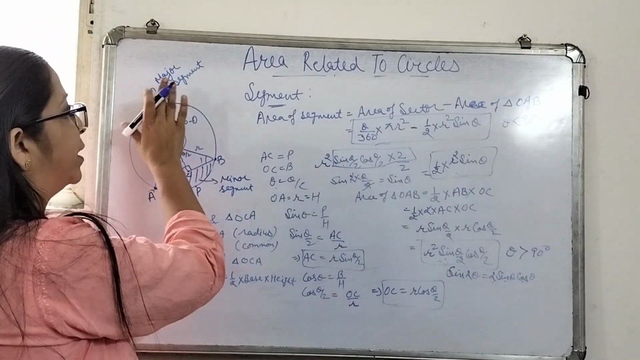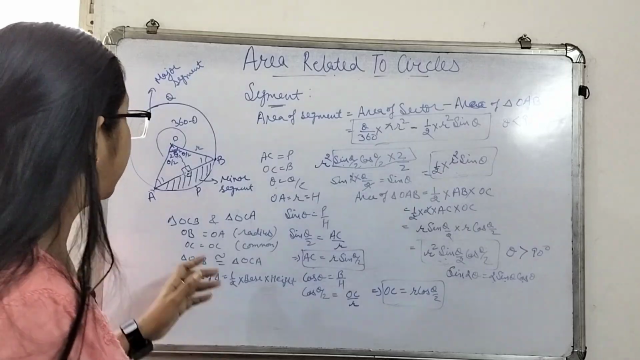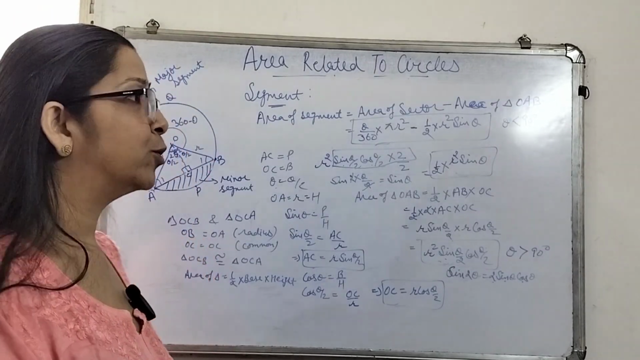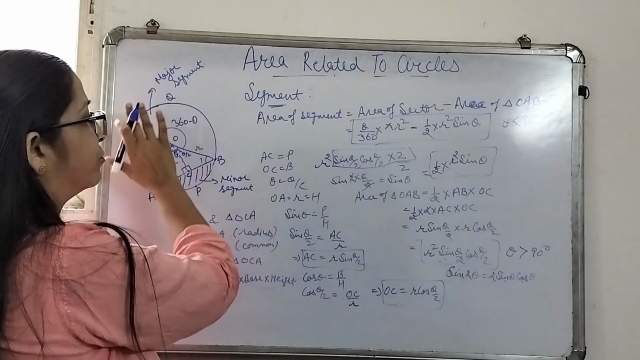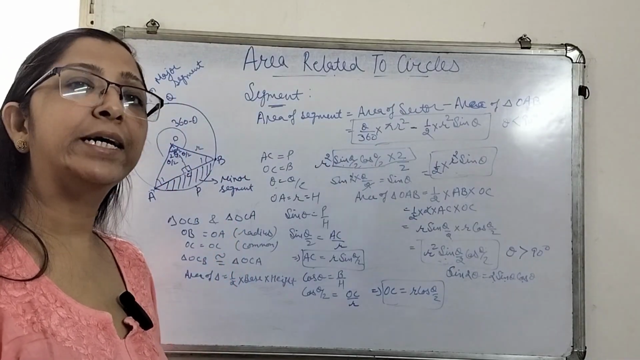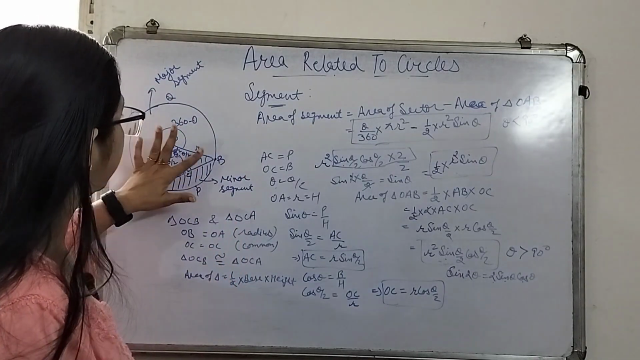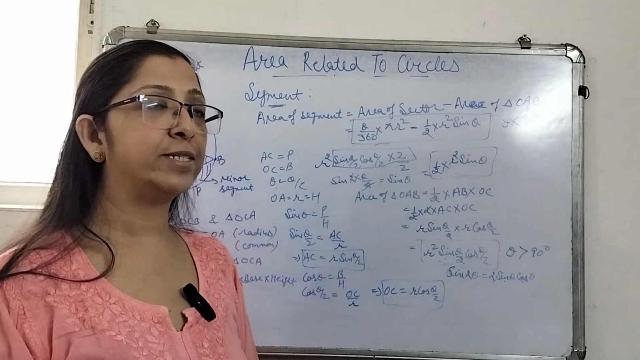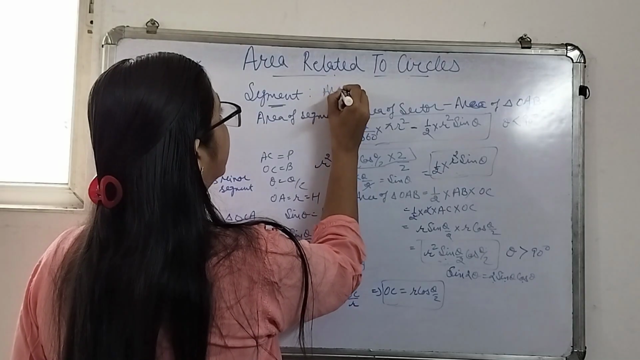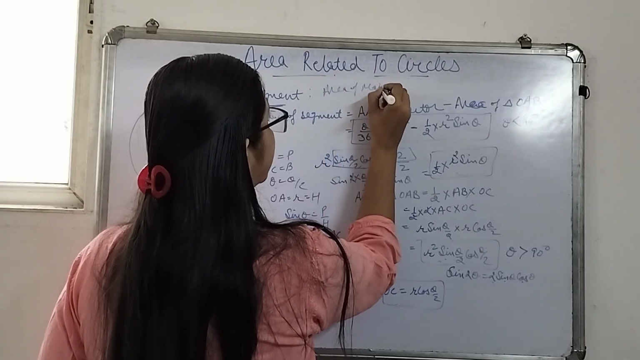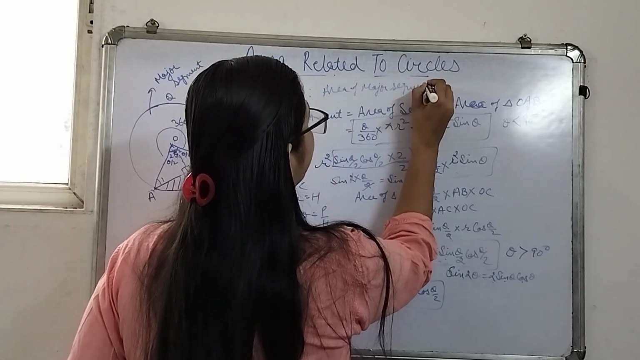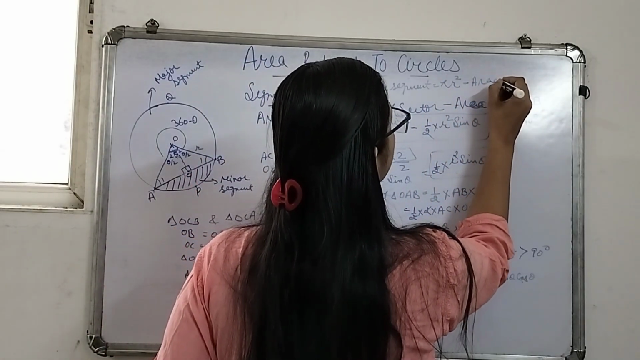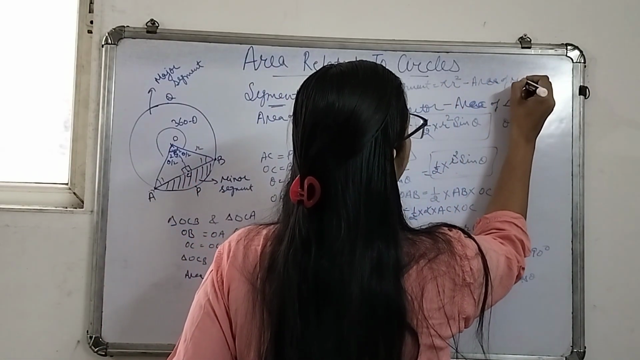Now again, if we have to find the area of the major segment, either we can take theta as 360 minus theta, or from the whole area of the circle, that is pi r square, we subtract the area of this segment, and we get the area of the major segment. So the area of the major segment is pi r square minus the area of the minor segment.